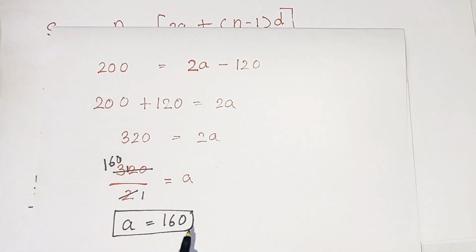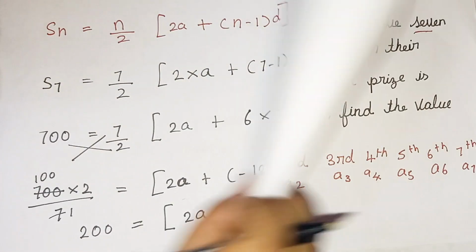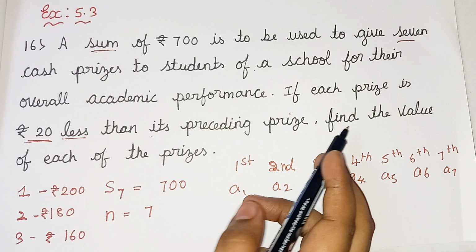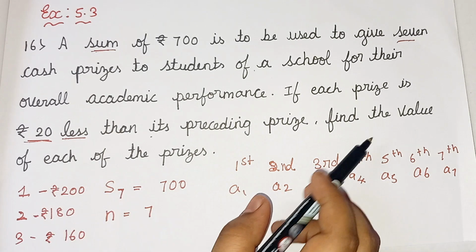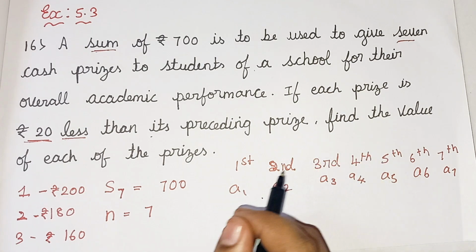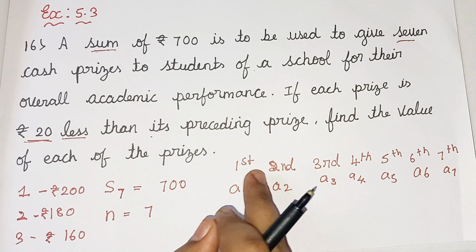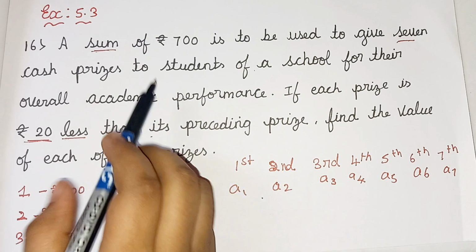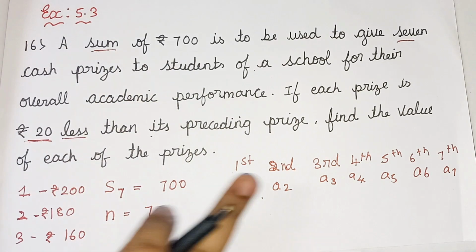Now you guys might be wondering, what is the use of getting the A value? According to the question, we need to find the value for each of the prices. So what is the meaning of value for each of the prices? The value means the cash. Here we don't know how much cash they gave for the first price. We know only the sum. Sum means total price. So how to find it?